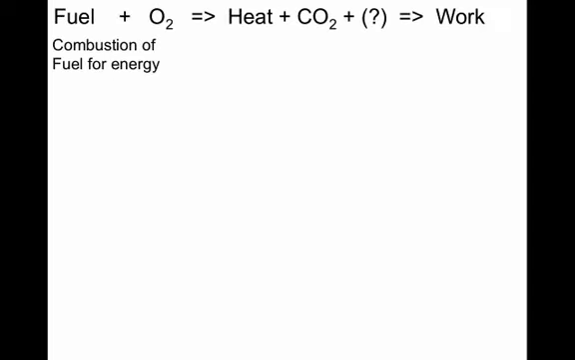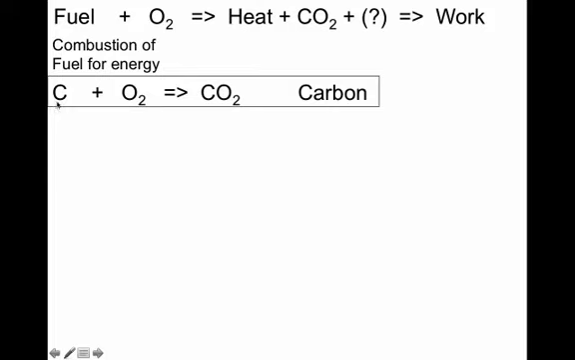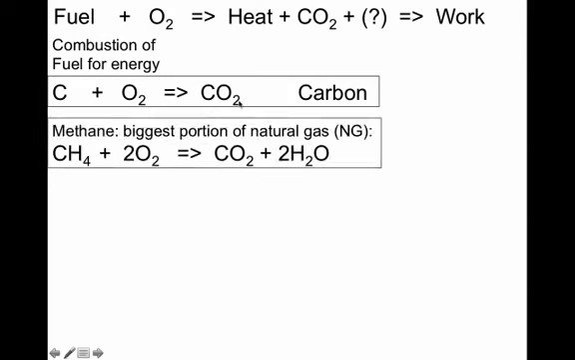So let's take a look at combustion a little closer. We have fuel plus oxygen gives us heat and carbon dioxide. So what does that look like? Well, how about if your fuel is just carbon, that black gritty stuff like in the lead of a pencil or briquettes? You add oxygen to it, you get carbon dioxide. That's it. Natural gas. The biggest constituent of natural gas is methane, CH4.